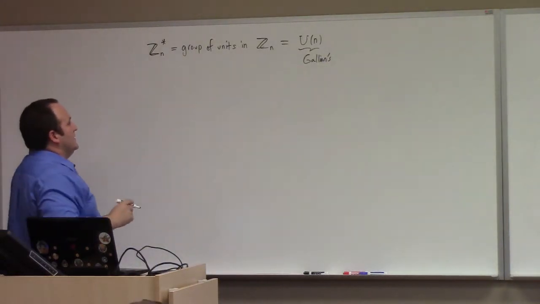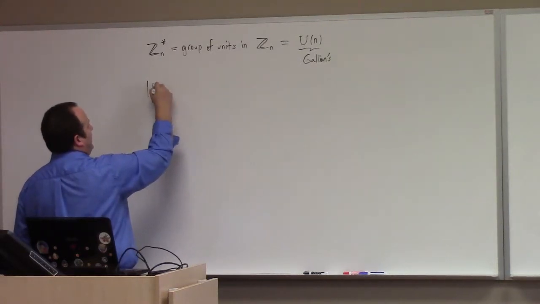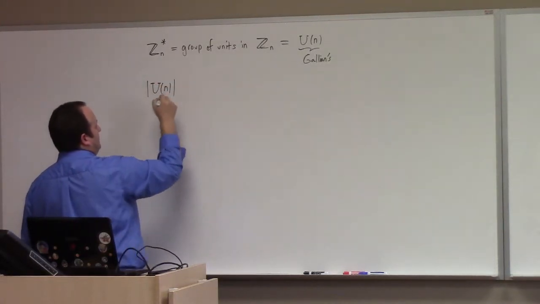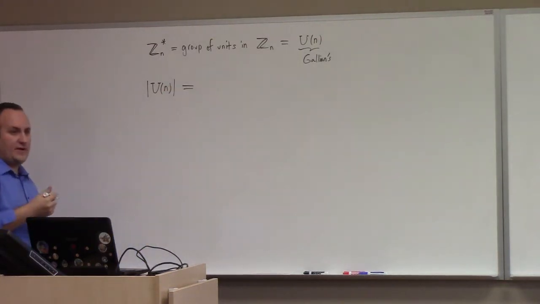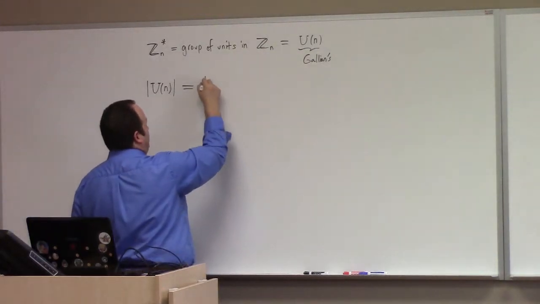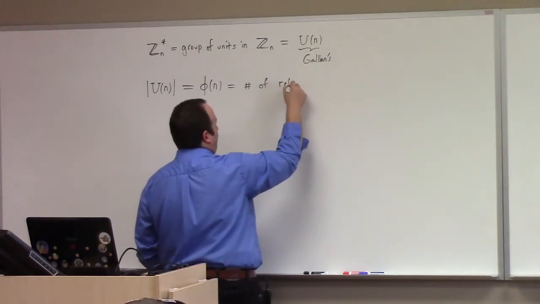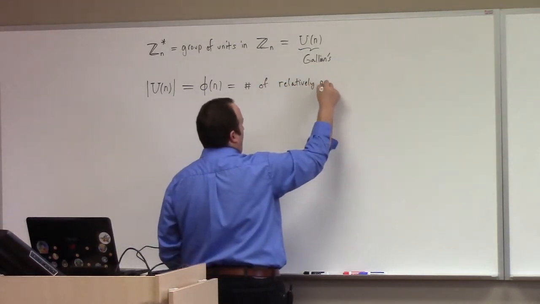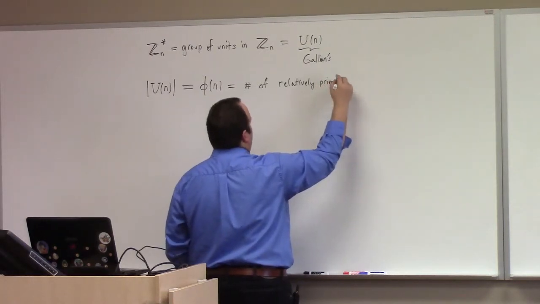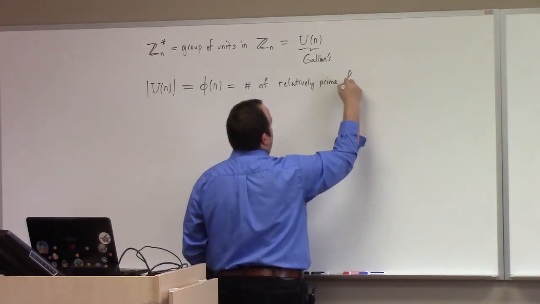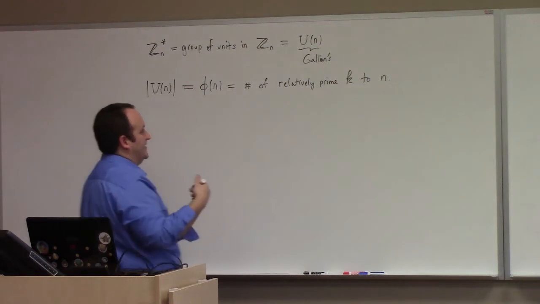And so, let's see here. What's the order of Un? Right. This is exactly the number of relatively prime k's in Zn, of course.